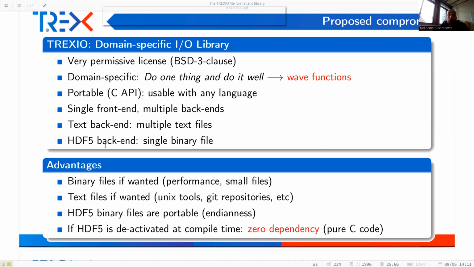For example, if you have a Git repository, it's better to store text files because then you can understand better what's inside the file. And also, if for some reason you're not able to install HDF5 on your system, you can always deactivate the HDF5 feature of the TREXIO library, and then the library has really zero dependencies. It's pure C code, and so by using TREXIO, you don't add dependencies to your code. It's just a bunch of C files that you need to be able to compile.